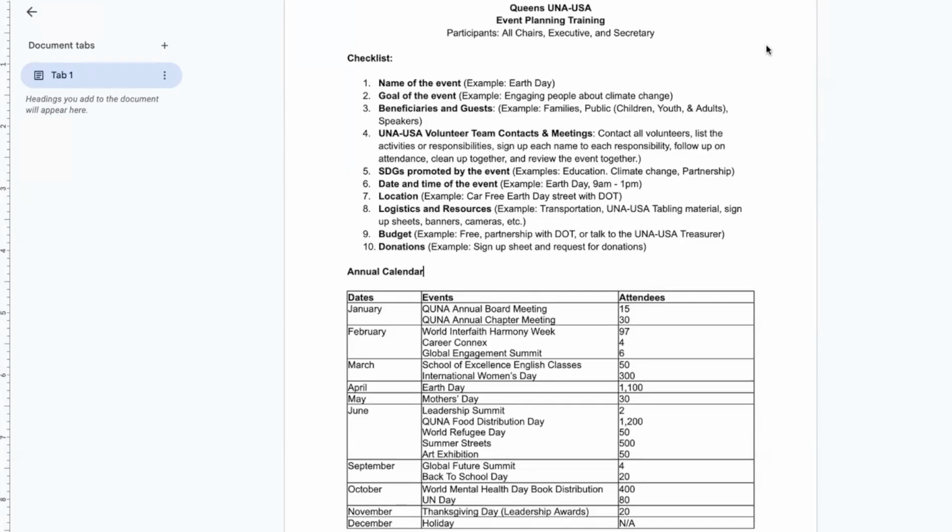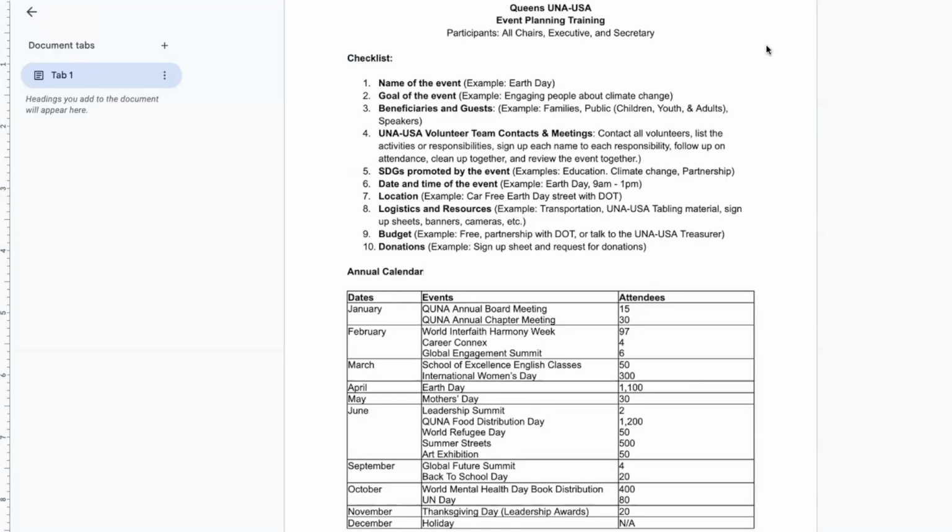You should know what the name of your event is going to be so you can promote it and talk about it with the members in our organization, but also with volunteers and outside members. Number two, you should also know the goal of your event. An example of this for Earth Day would be engaging people about climate change. This would involve the SDGs as well. So that could go into that. So what SDGs are going to be involved in your event?